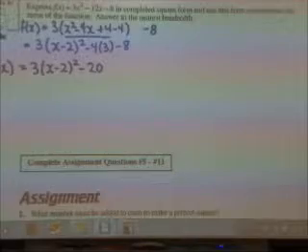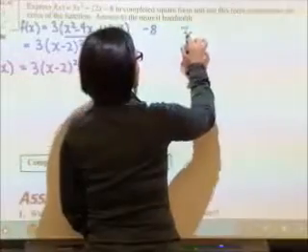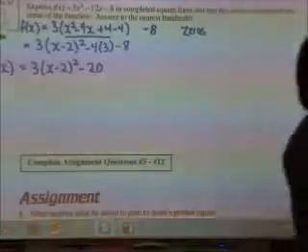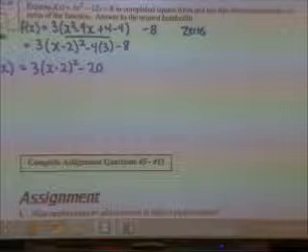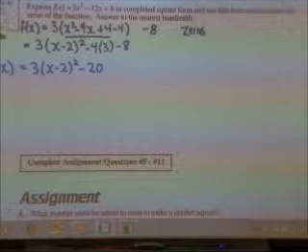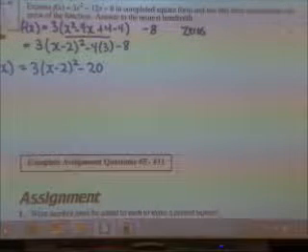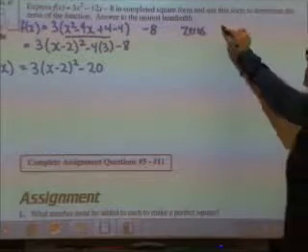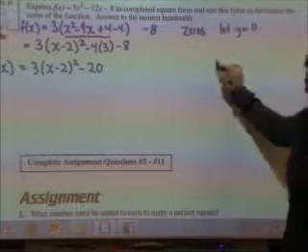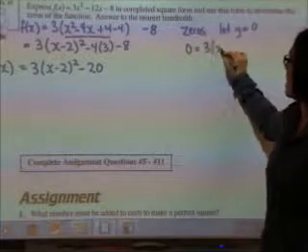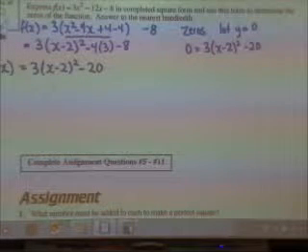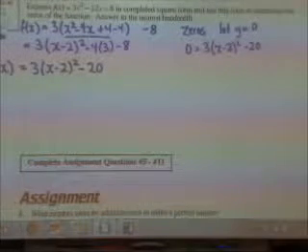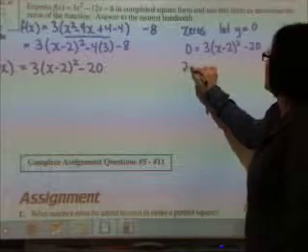If I want to find the zeros, how do I find the zeros? So on the graph, what do the zeros correspond to? The x-intercepts. So how do I find x-intercepts? Let y equal 0. So I get 0 equals 3 times x minus 2 squared minus 20. So what would be my first step? Add 20 to each side.